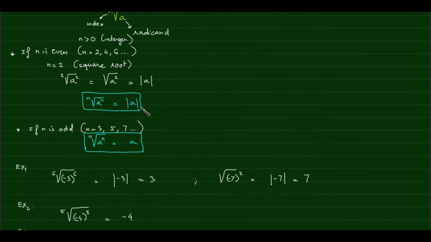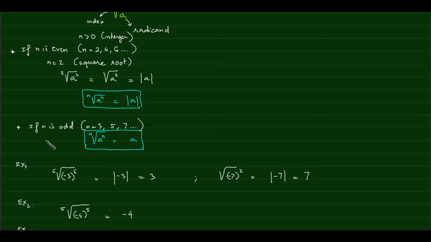Now, if n is odd, for example, n equals 3, 5, 7, the n-th root of a to the n will give you a. So you see the difference between n is odd and n is even. One gives you the absolute value, the other one does not have absolute value.